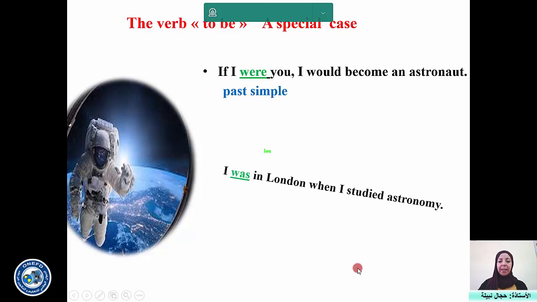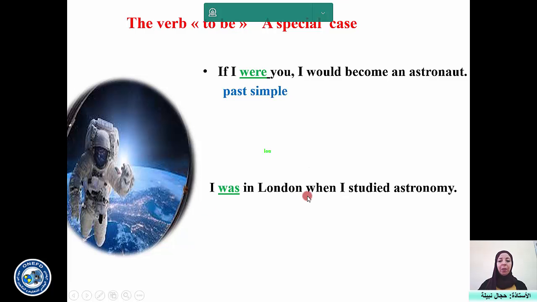Now compare it with the second sentence. I was in London when I studied astronomy. Again, the verb is in the past simple. Now compare the two sentences. It's the same subject, I, but in the first one we used were, but in the second one we said was. Even though it's the same tense, the form of this verb is different. Why? Simply because in the first one there is if.